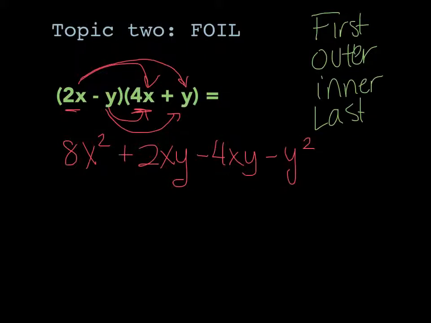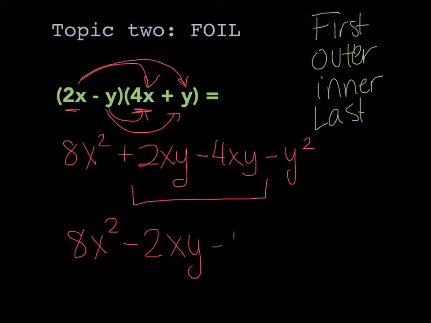Now, let's see if we have any like terms. It looks like the two middle terms both have xy's. So I can do 8x squared plus 2xy minus 4xy is going to give me negative 2xy, then minus y squared. And we're done. This next example is going to demonstrate why FOILing is really so important.